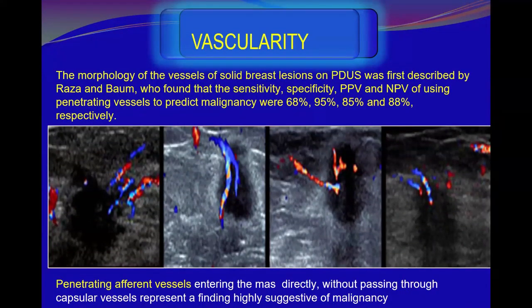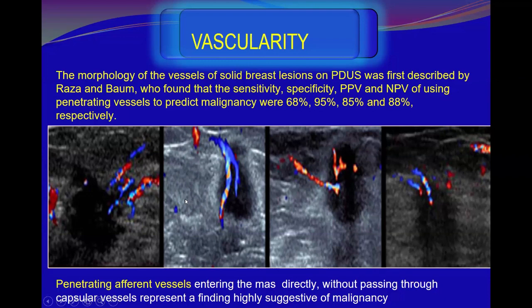The morphology of vessels of solid breast masses on power or color Doppler was described by Raza and Baum. They found the sensitivity, specificity, positive predictive value, and negative predictive value of using penetrating vessels to predict malignancy. The sensitivity was 68%, relatively low in spite of it being a power Doppler. Specificity was 95%. Penetrating vessels are highly specific for cancer, but do not indicate cancer with certainty. Still, we have 5% that can be seen associated with benign lesions, mostly papilloma. The positive predictive value was 85% and the negative predictive value 88%.